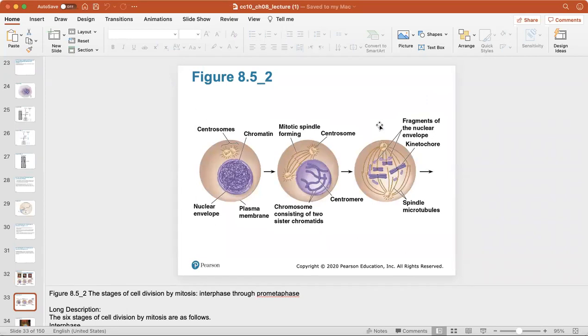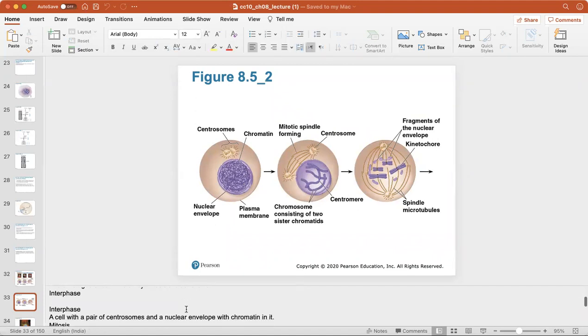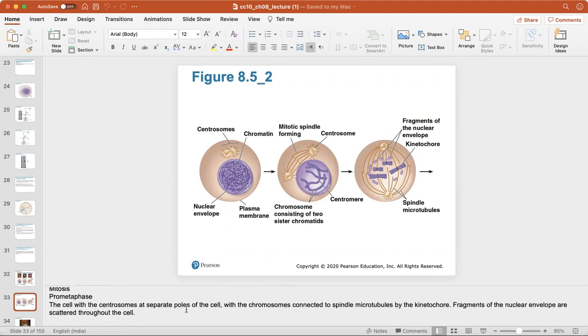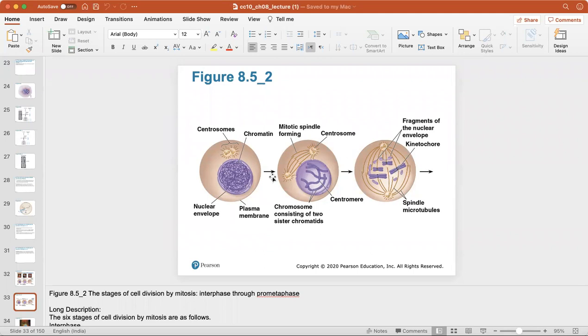Here are the stages of cell division, interphase through prometaphase. The first couple of stages: in interphase, we have the chromatin condensing into chromosomes, and we have the mitotic spindle about to form. The mitotic spindle gets into place as the chromosomes then start to move toward the center of the cell.